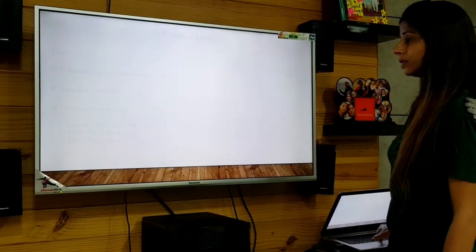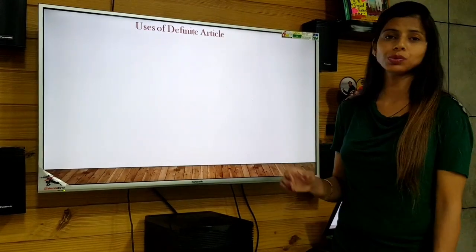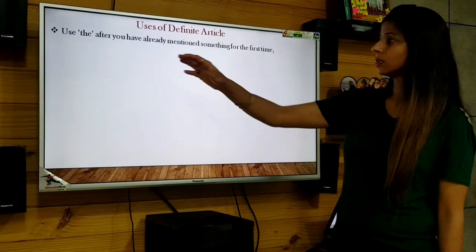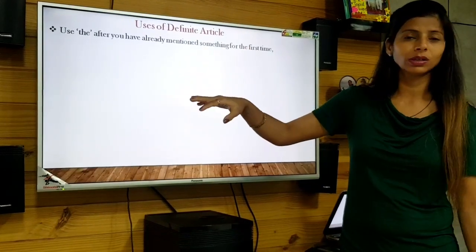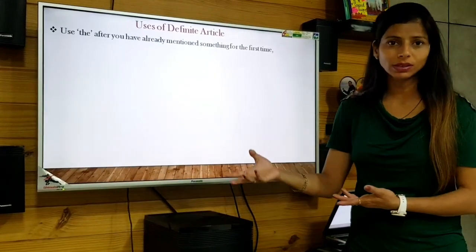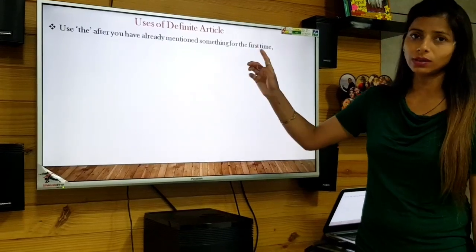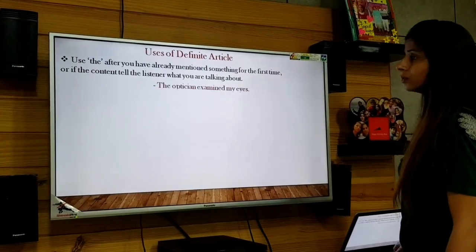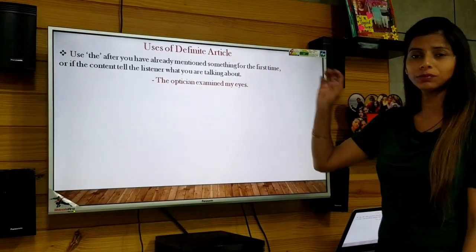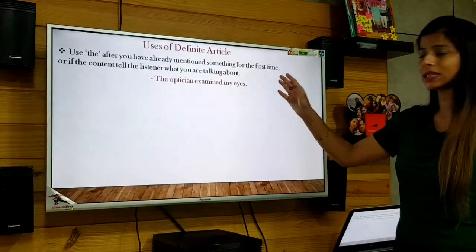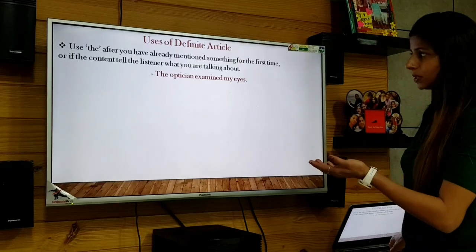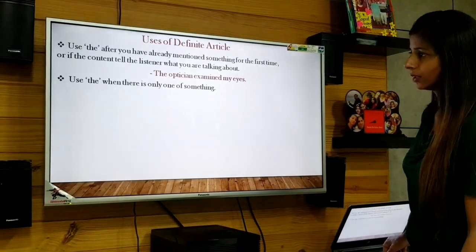So now let's proceed further. So now what is there? Here we have uses of the definite article. So what are the uses? Where to use it? Use "the" after you have mentioned those nouns, or whatever things you are talking about, or you have talked about earlier. So you need to use "the" with them. For example, here I have mentioned, the optician examined my eyes. We have talked about the optician here, so that is why "the" is used here.